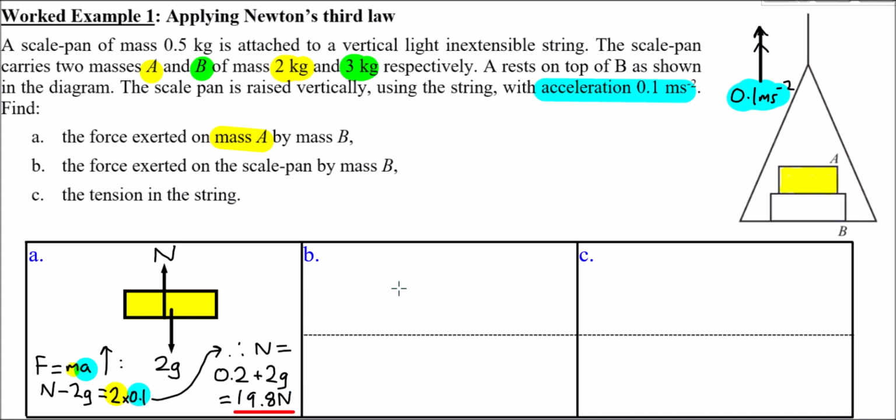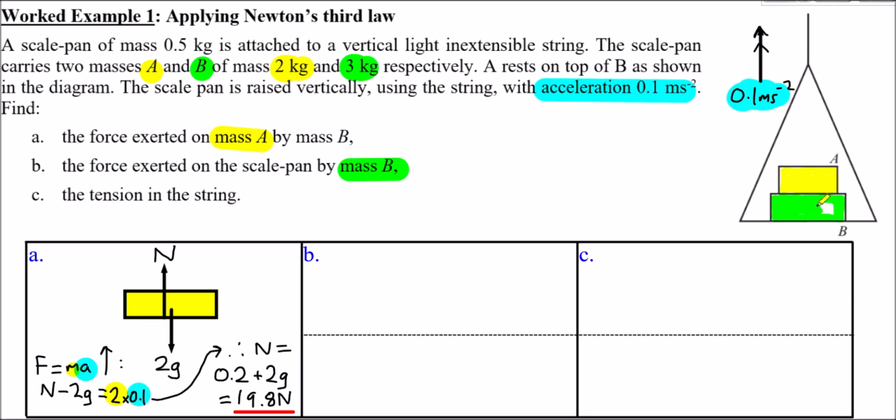Now part B I've split into two different boxes, so I'm going to show you how we could do part B in two separate ways. Here what we want is to work out the force exerted on the scale pan by mass B. I'll label in mass B again, and I'll do this in a green colour. B will exert a force on the scale pan, and equal and opposite to that, at the point of contact, the scale pan will exert a force back onto B, from Newton's third law. There'll be an equal and opposite force acting from one to the other.